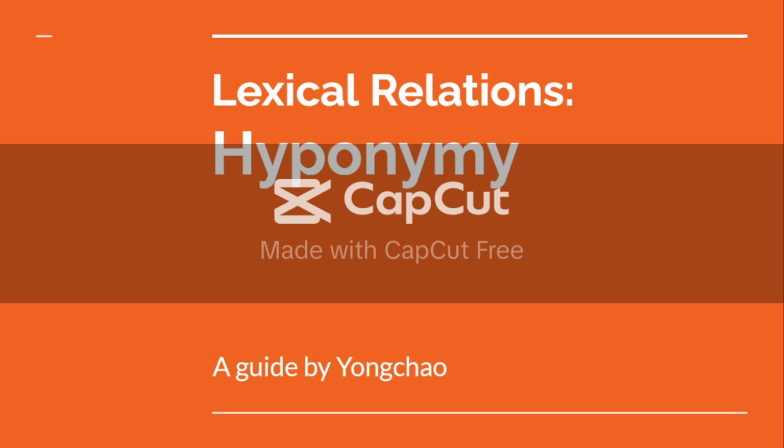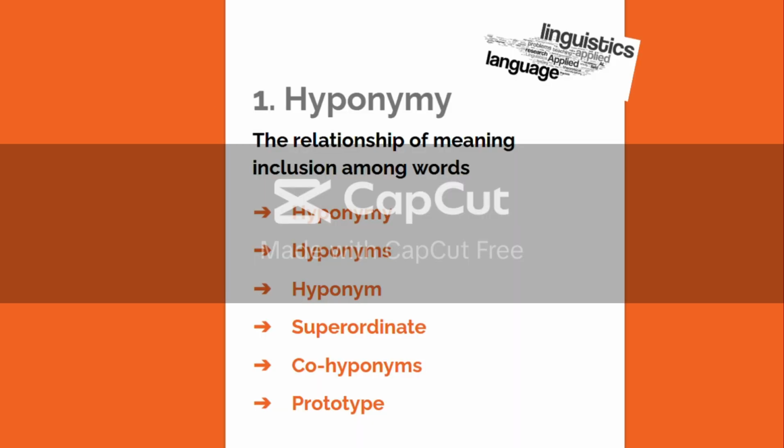I want to talk about hyponymy of lexical relations. The study of hyponymy is referring to the relationship of meaning inclusion of the words. In today's talk, we are going to look at a few concepts of the hyponymy study. They are in sequence: hyponymy, hyponyms, hyponym, superordinate, co-hyponyms, and prototype.